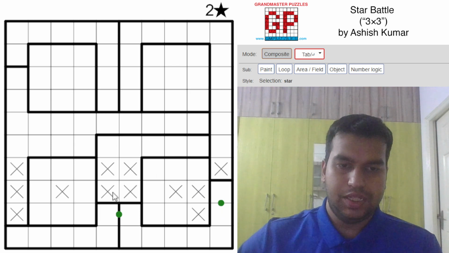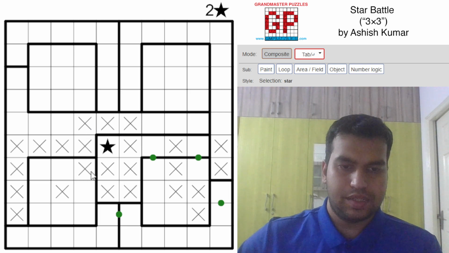Also, this region now, the remaining white cells are entirely in the same row. So you can cross out these. Then you can only have one star here. So if you take these two regions and see that you need four stars together, since only one star can come here, you need three more in this area. That can actually only happen if you break it down like this, and that gives us a star and some markings.